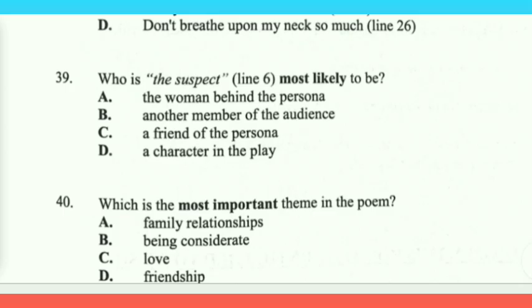39. Who is the suspect most likely to be? A says it is the woman behind the persona. B says it's another member of the audience. C says it's a friend of the persona. Not at all. And D says it's a character in the play. The suspect is a character. Alright? Not the woman behind, because it says the suspect is keeping it away from her.